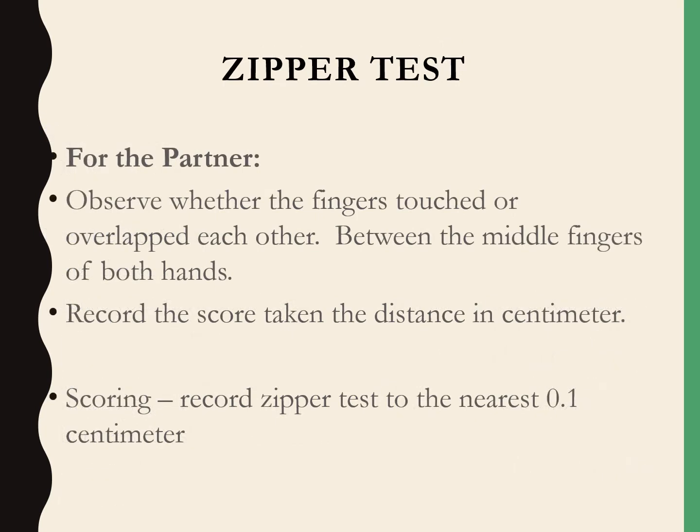So for the partner, observe whether the fingers touch or overlap each other between the middle fingers of both hands. Record the score, taking the distance in centimeters. So scoring, record zipper test to the nearest 0.1 centimeter.